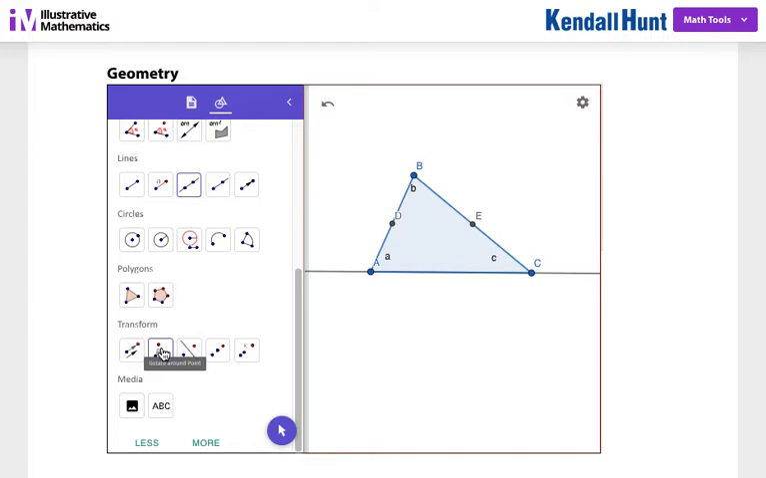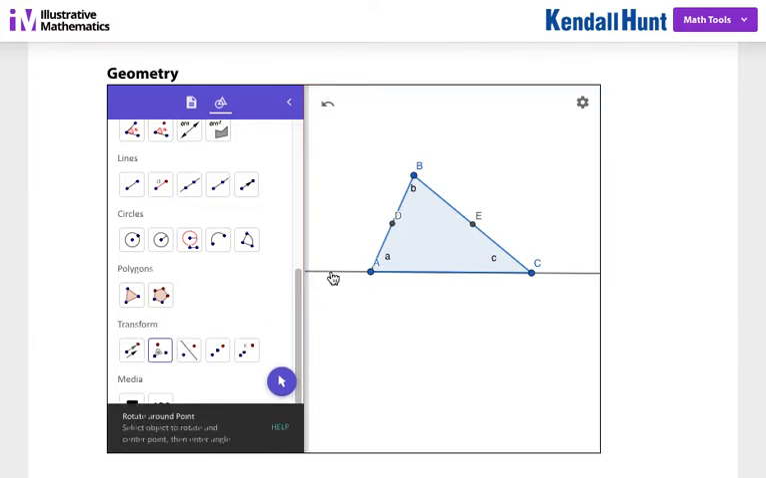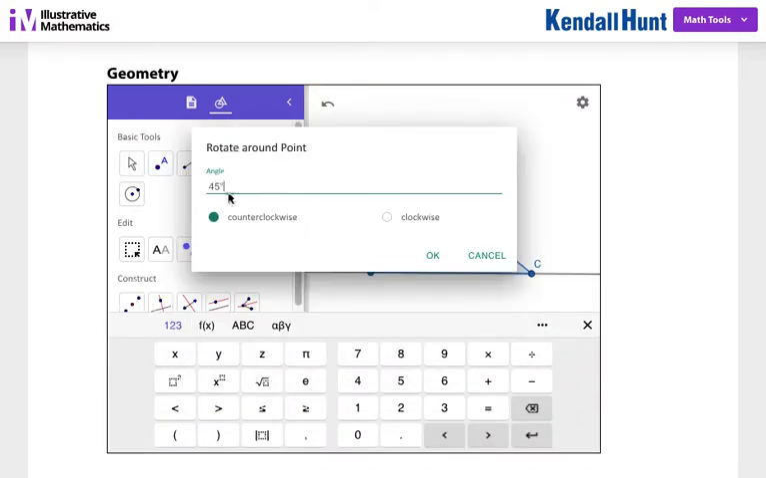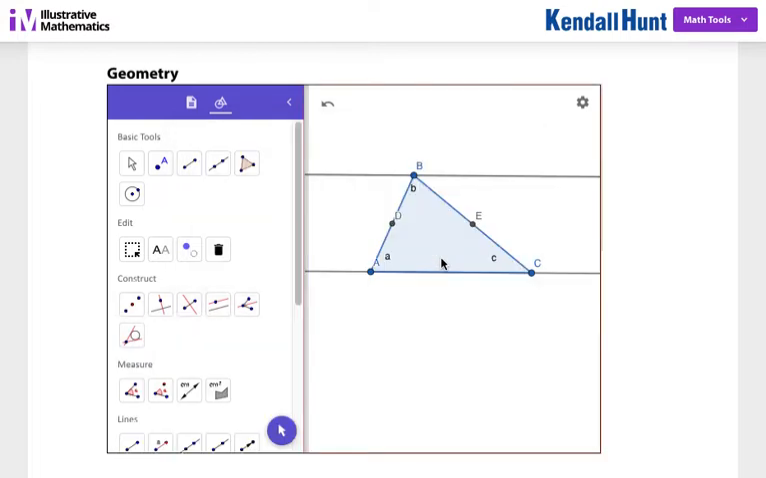So I'm going to grab my rotate around a point tool from my transformations. I'm going to click the line that I want to rotate. Either of the midpoints is fine here. And I'm going to rotate 180 degrees. And ta-da, we have formed a line going through point B that runs parallel to line AC. Now, why is this special?